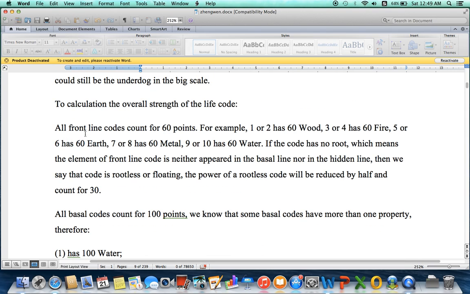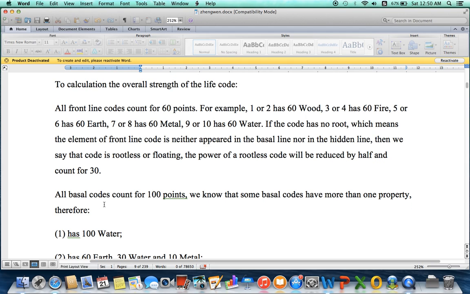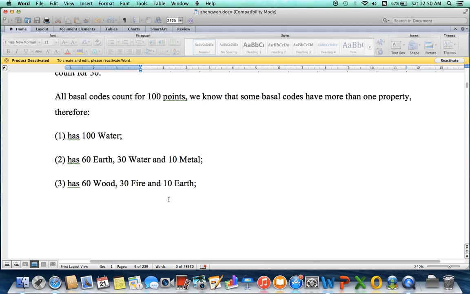All frontline codes count for 60 points. For example, 1 and 2 are 60 wood, 3 and 4 are 60 fire, 5 and 6 are 60 earth, 7 and 8 are 60 metal, 9 and 10 are 60 water. And if the code has no root, that means the element in the frontline code appears neither in the basal line nor in the hidden line. Then we call it rootless or floating. The power of a rootless code will be deducted in half and count as 30. And basal line codes count as 100.